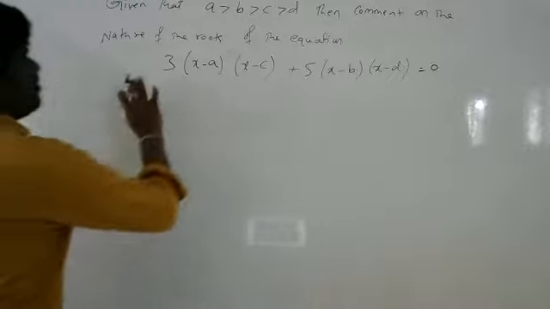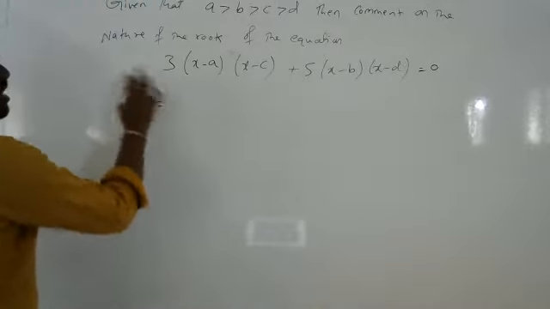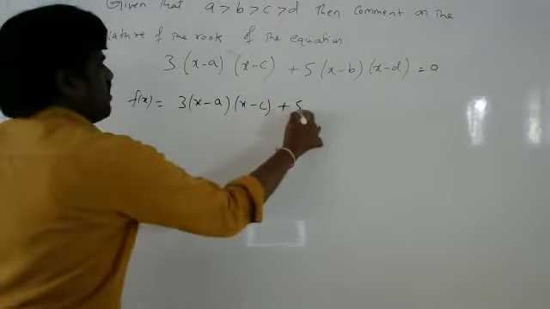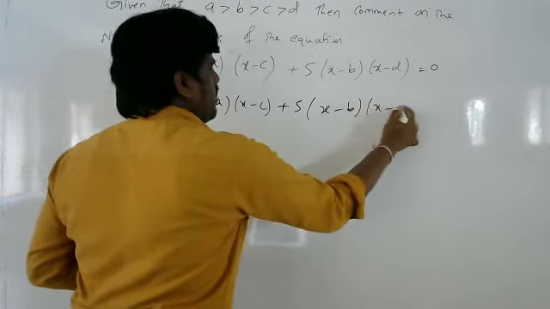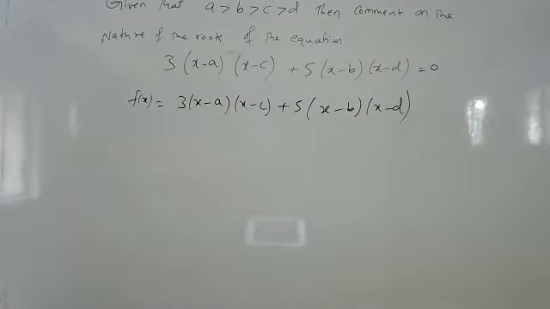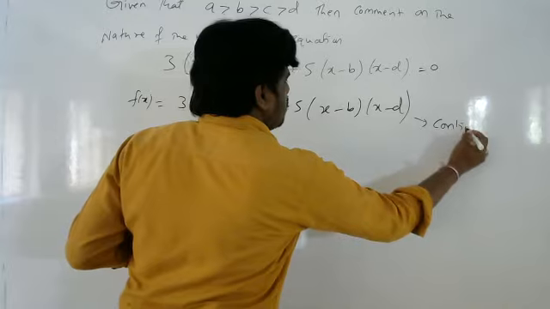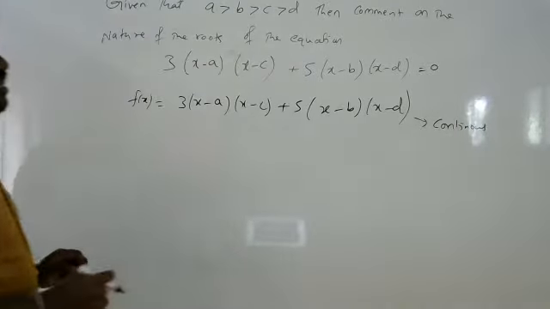So what we will do is, f of x is equal to 3 into (x minus a) into (x minus c) plus 5 into (x minus b) into (x minus d). I am going to take this function. Now tell me whether this function is continuous or not. Yes, it is continuous. Why? It is a polynomial function, so f is a continuous function.